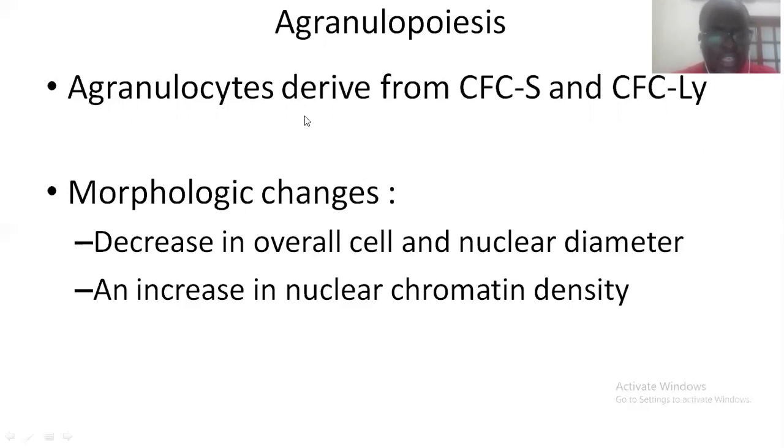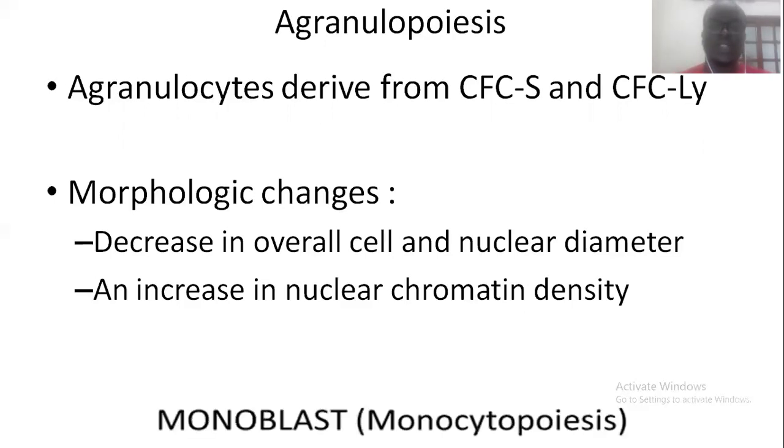So you also appreciate the morphological changes in agranulopoiesis, or granulocytopoiesis if you want. There's a decrease in overall cell and nuclear diameter. So this we've already appreciated, to say the cells are becoming smaller. The overall cell size will start becoming smaller, and the nucleus diameter will also reduce because the nucleus is undergoing condensation. There's also an increase in the nuclear chromatin density. As the nucleus is condensing, the density of the chromatin or the DNA material will start increasing.